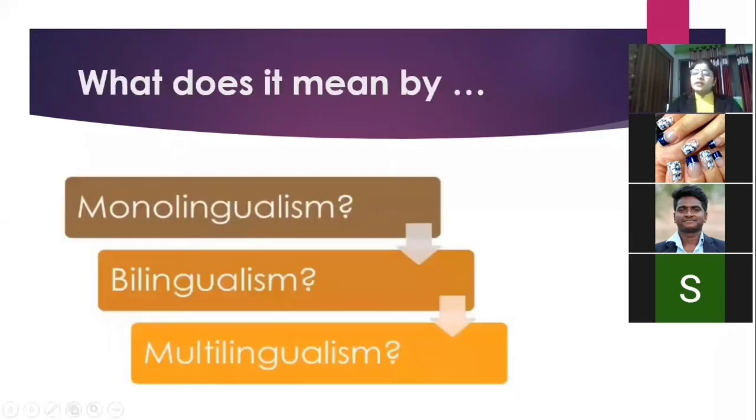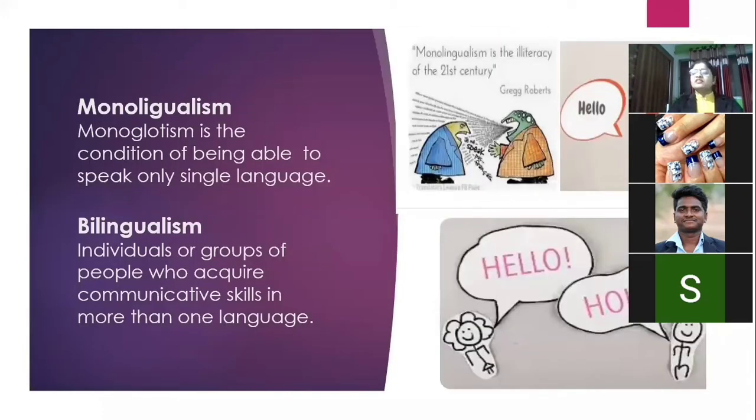Now, what does it mean by monolingualism, bilingualism, and multilingualism? Monolingualism is the condition where a person is able to speak only a single language. It can also be referred to as monoglottism. And as you can see in the picture, monolingualism is the illiteracy of the 21st century. Why do we call monolingualism the illiteracy of the 21st century?